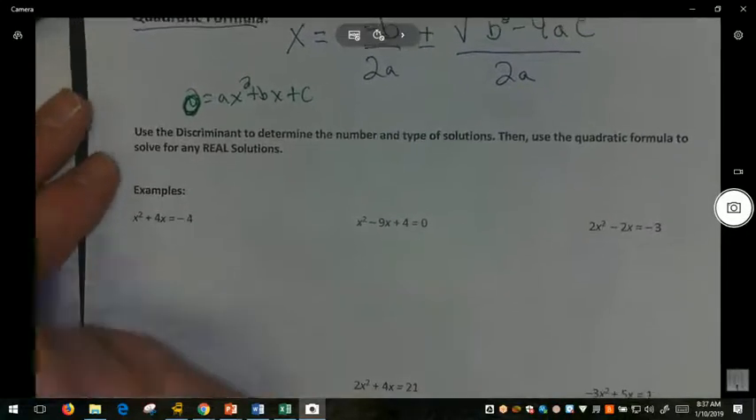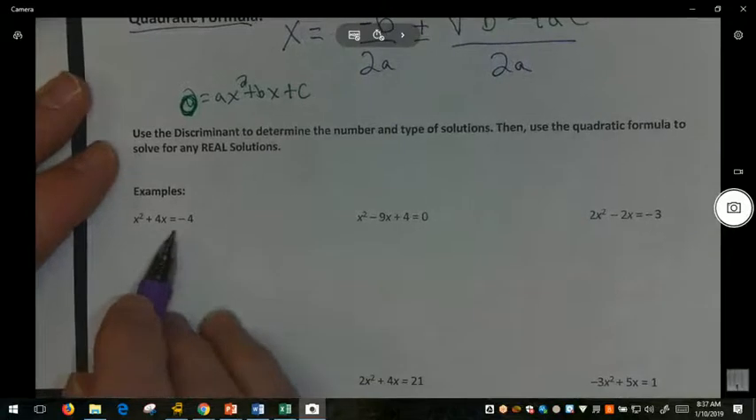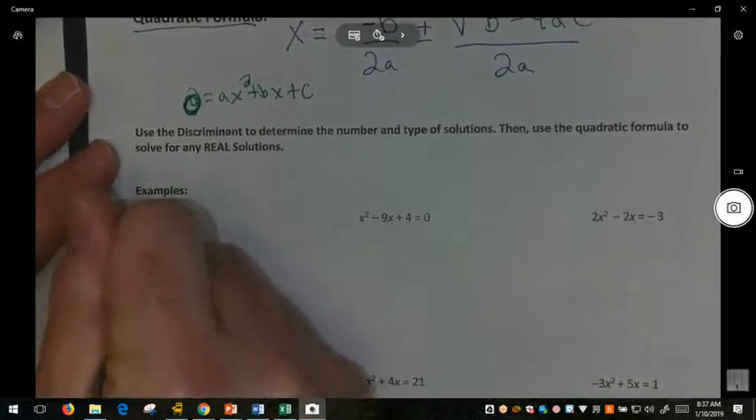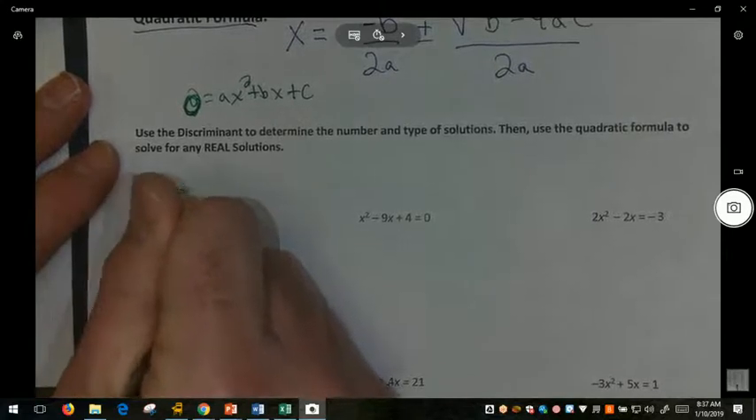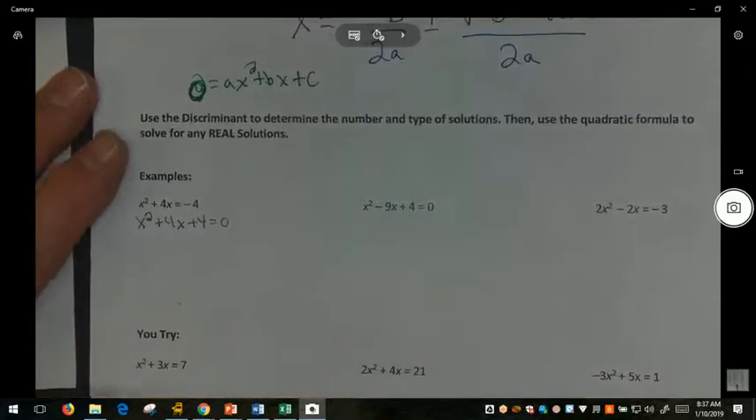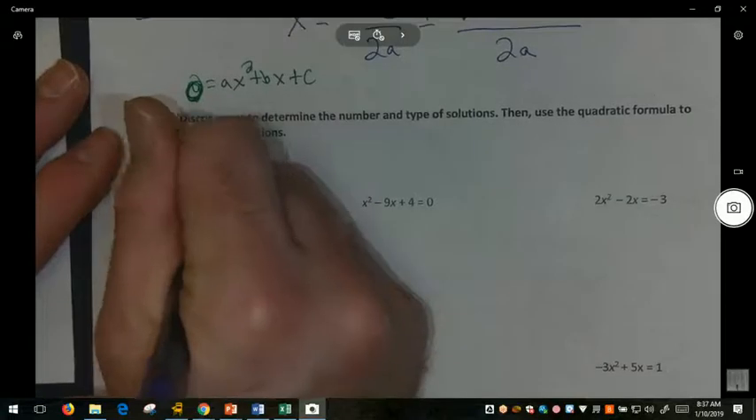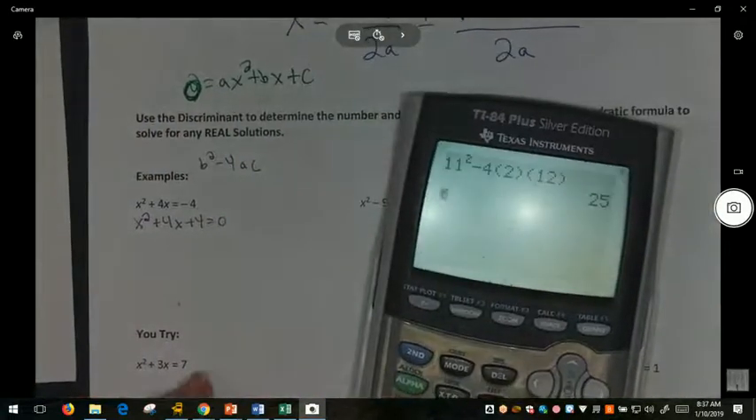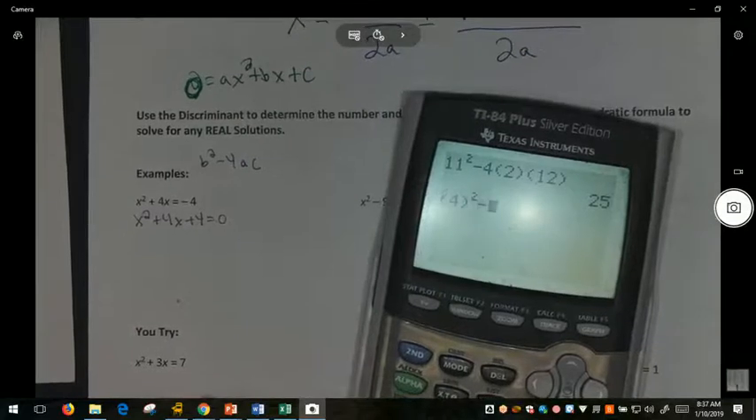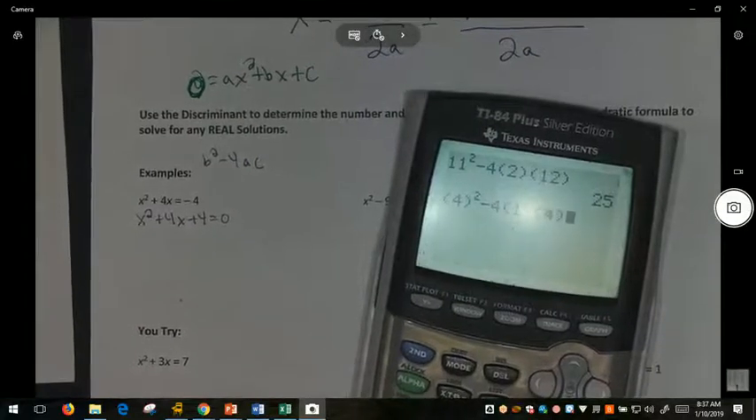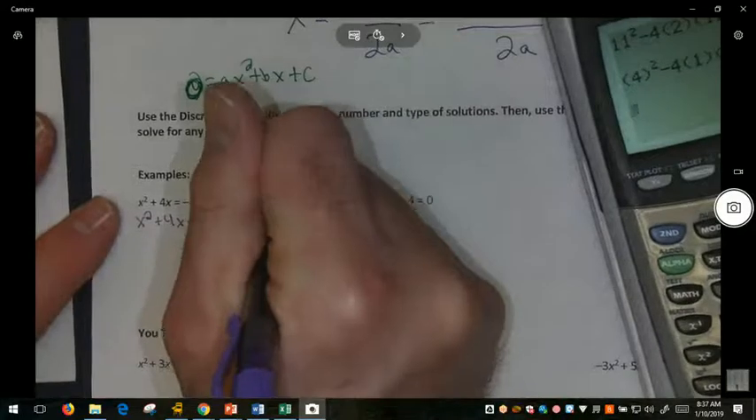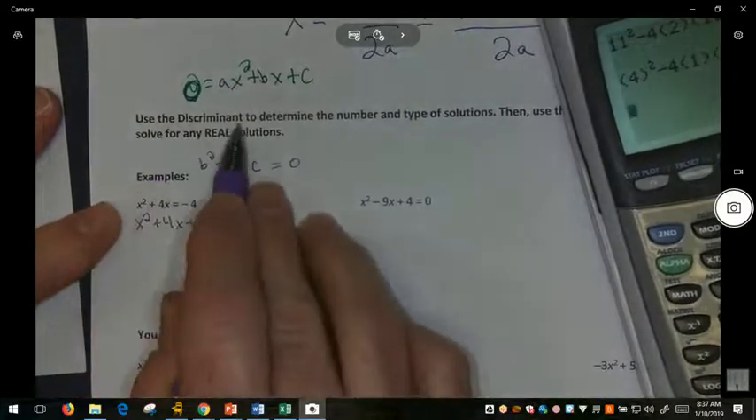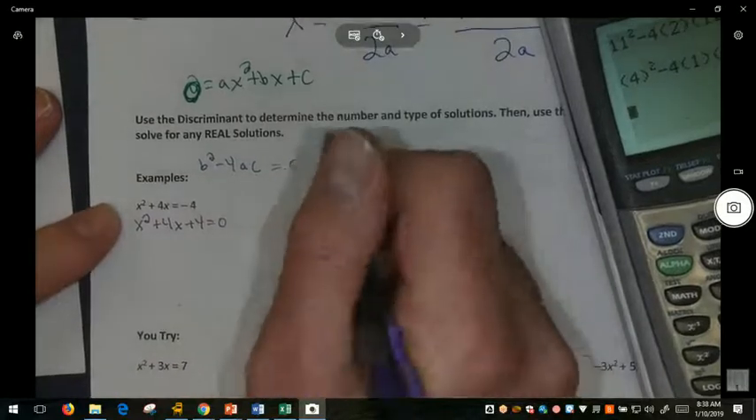So the very first thing, as I go find the discriminant, I look at this and realize it is not equal to 0, so I'm going to add 4 to both sides to get it equal to 0. Now that it is in the form I need, I can do the discriminant, b squared minus 4ac. B squared is 4. 4 squared minus 4 times 1 times 4 is 0, which means I have one real solution. Notice it says use the discriminant to determine the number and type of solution.